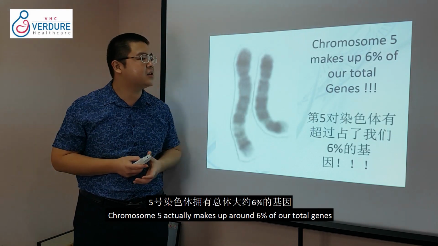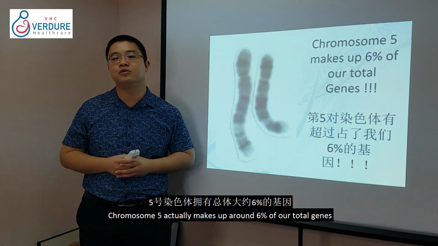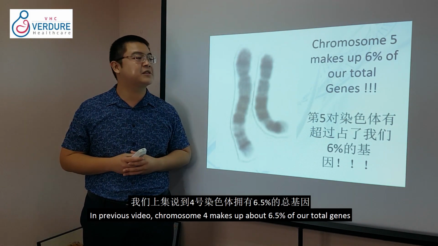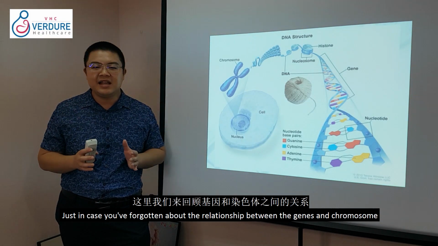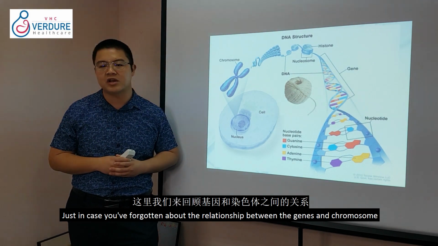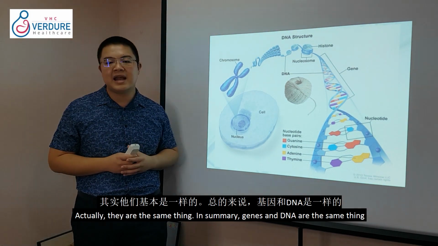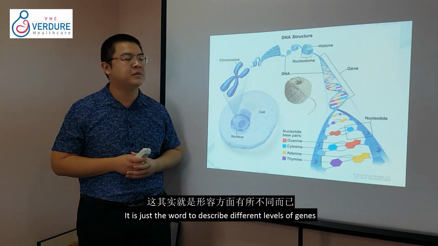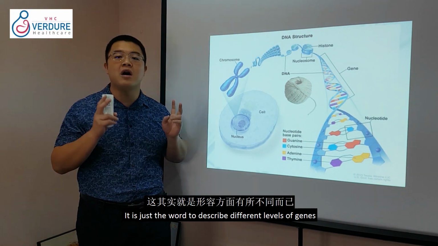Chromosome 5 makes up around 6% of our total genes. In the previous video, chromosome 4 makes up about 6.5% of our total genes. Just in case you've forgotten about the relationship between genes and chromosomes, they are actually the same thing. In summary, genes and DNA are the same thing, and when they pack together, it becomes a chromosome. It is just the word you use to describe a different level of genes.